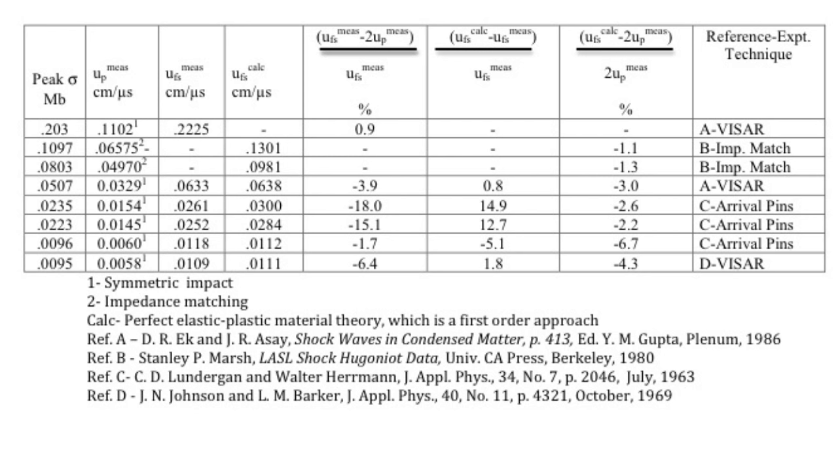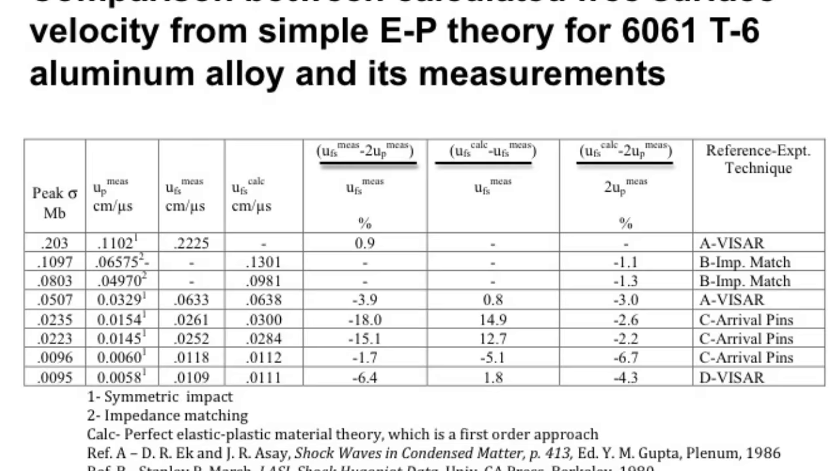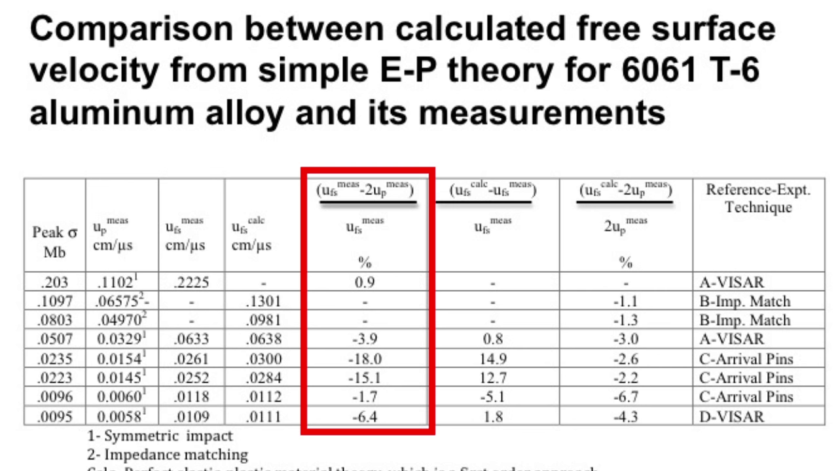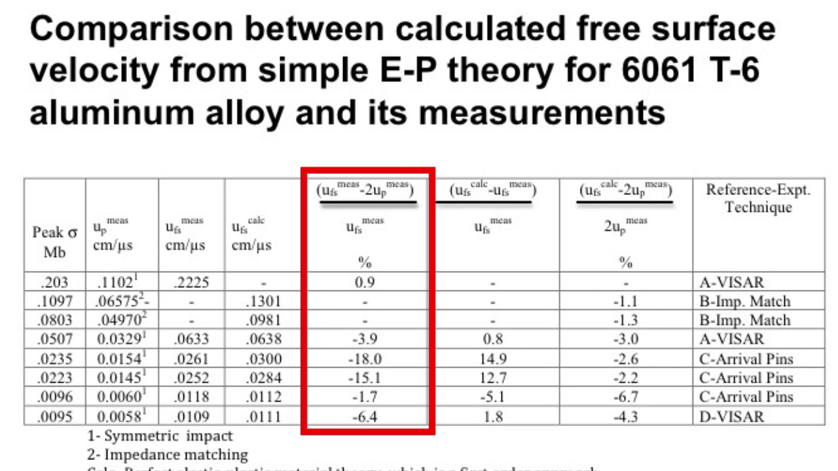Some of this data is quite old, which I'll make a comment on. 1963, this was Penn data. And some of it is VISAR data. Because of the techniques, I thought I could talk about the errors in that with this. But the point I really want to make is that if you take the measured free surface velocity and subtract 2 times UP, you'll find that, remember the Hugoniot elastic limit is about 6.4 or 0.064, and so these are all above that. And notice the errors, let's look at this column where I'm comparing the measured free surface velocity minus twice the particle velocity.